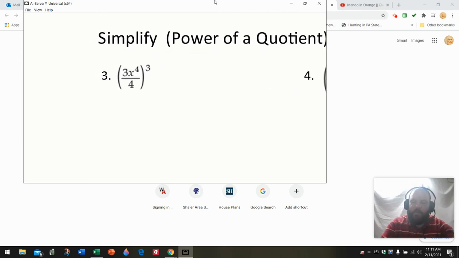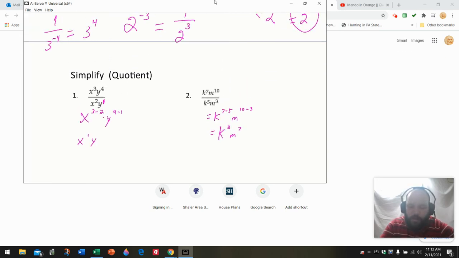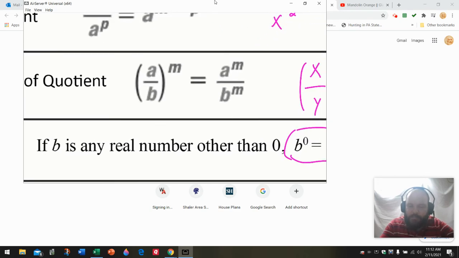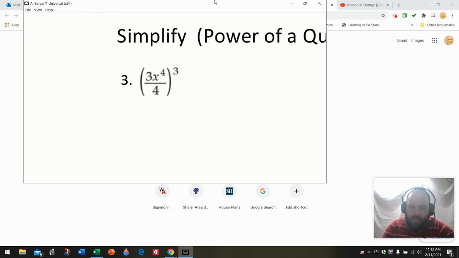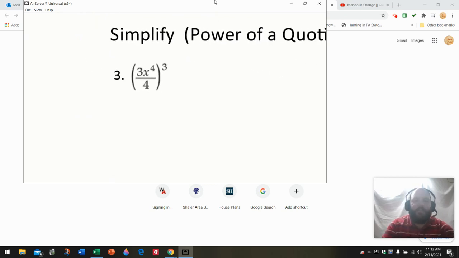Now, moving on to the power of a quotient. So as I showed you up here, if you have a quotient and it's being taken to a power, in this case m, this m can go to both things that are inside the set of parentheses. So that's what we're going to have for this one. You can see we have this expression 3x to the 4th over 4, and it's all being taken to the third power. Now, as I said in a previous video, and I showed you even in previous examples, if you don't have a power on anything, you should write the number 1 just so you don't forget.